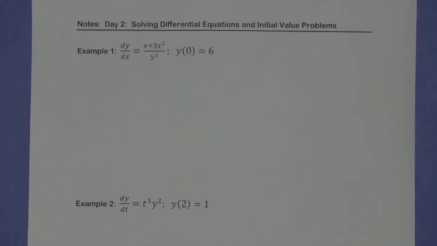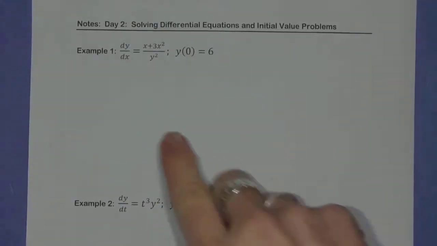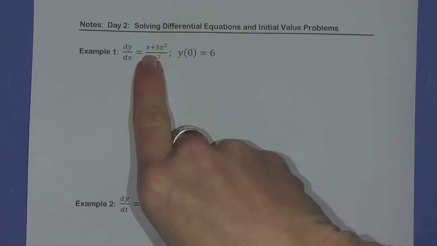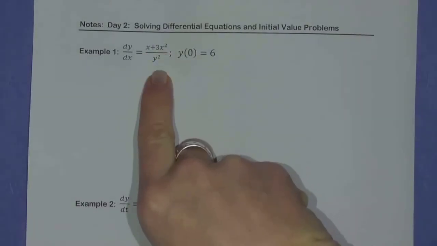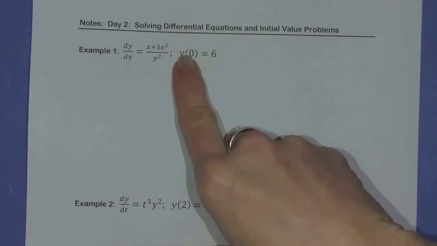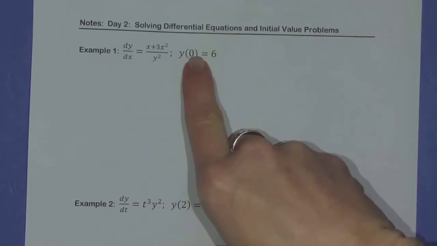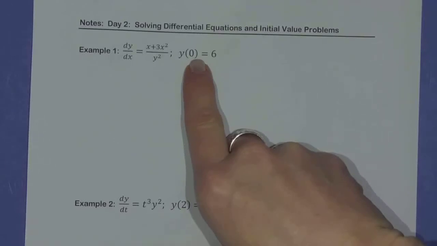This will look very familiar. If you look at example 1, we're going to solve this differential equation: dy/dx is equal to (x + 3x^2)/y^2, and we're given a point y(0) = 6, meaning that y is 6 when x is 0. So we'll use that condition to find our c.